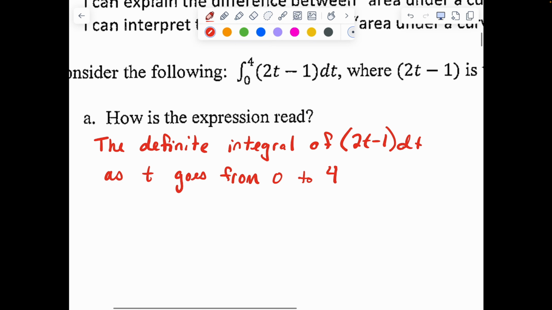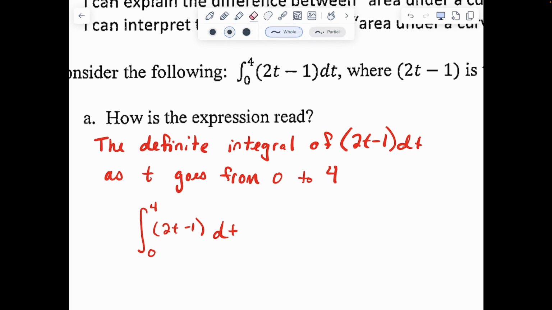So this symbol right here is an integral. When you put numbers on it, it's telling us that we're going from 0 to 4 on whatever the variable the d is next to, dt, and then you have whatever this expression is on the inside, and that expression is the part that can change. Okay? So that's how you would read the sentence.